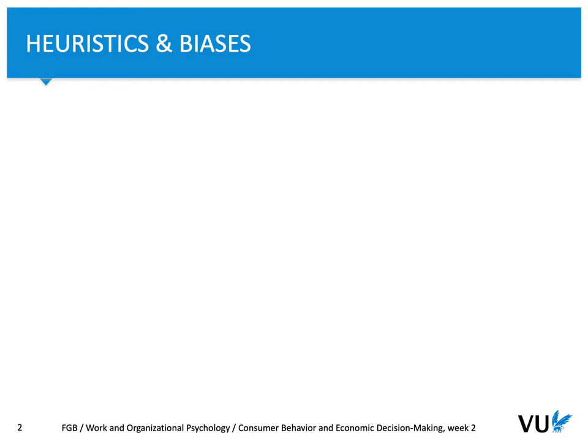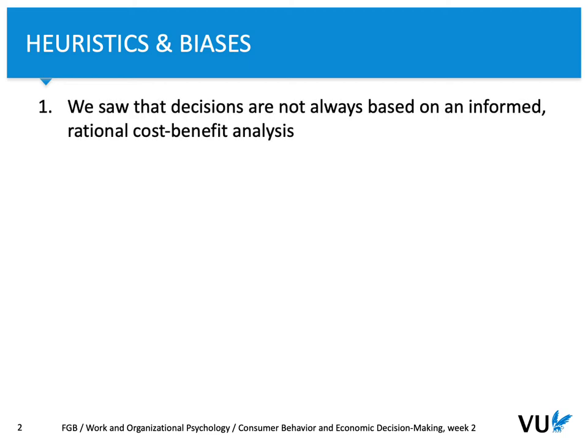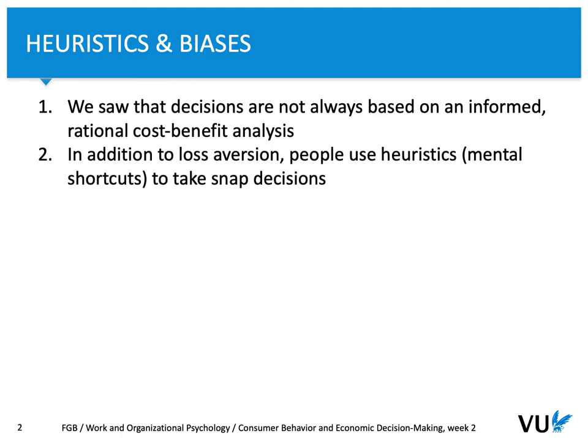Here, I would like to discuss heuristics and biases. First, based on research, we saw that decisions are not always based on informed, rational cost-benefit analysis. Also, in addition to loss aversion, people use heuristics, specific mental shortcuts, in order to take snap decisions.